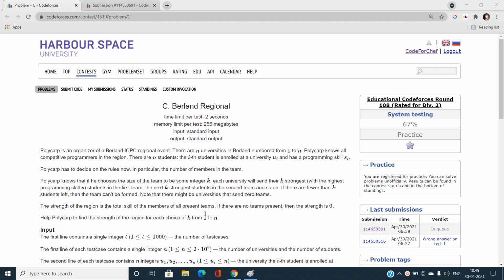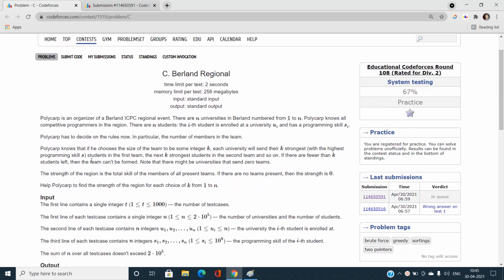The problem is C, Berland Regional, from Educational Codeforces Round 108, rated for Division 2. Okay, so without wasting our time, let's directly discuss this problem.